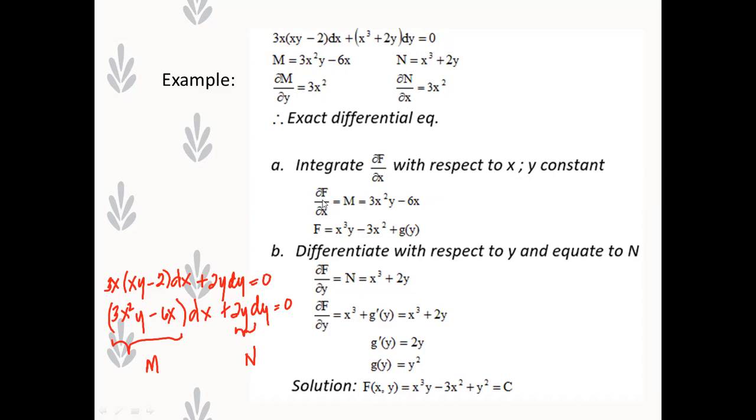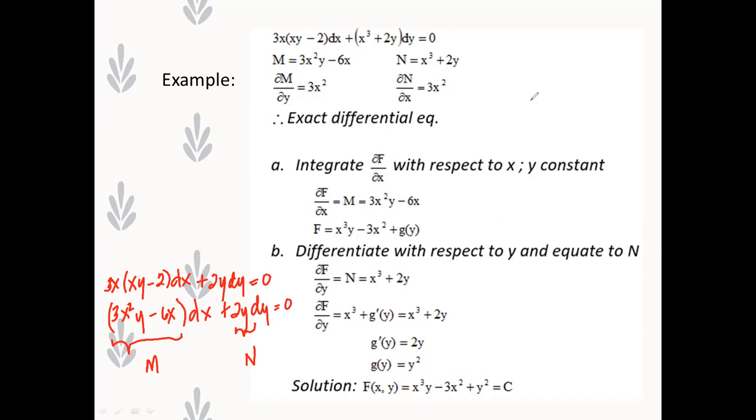You partially integrate m. That is your partial derivative of f with respect to x. So when you integrate it with respect to x, you consider y as a constant. So the resulting expression would be this. So this one, integrated with respect to x, will yield x cubed y. How is that, miss?